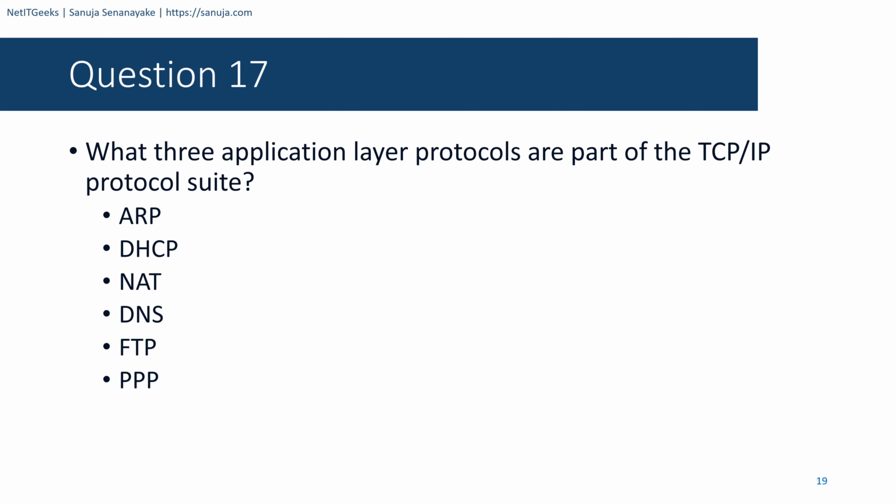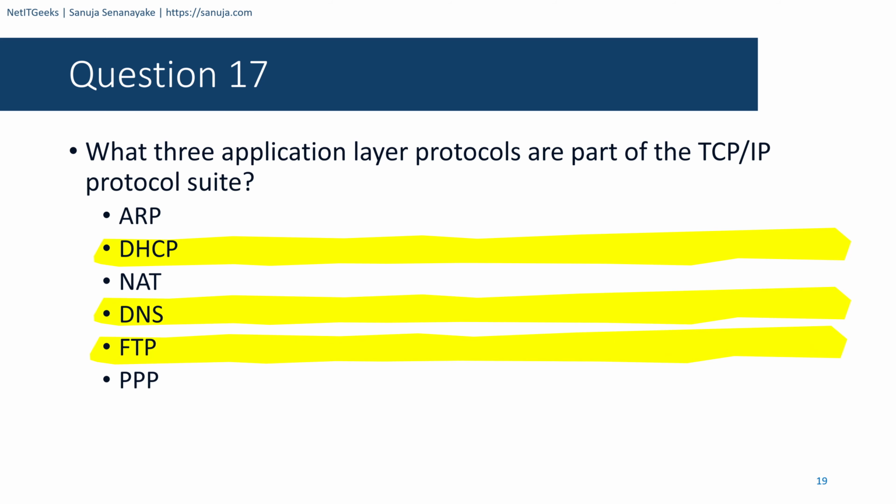So we have ARP, DHCP, NAT, DNS, FTP, PPP. Again, this is one of those places where Cisco doesn't tell you that DHCP stands for Dynamic Host Configuration Protocol. You need to know NAT stands for Network Address Translation, DNS stands for Domain Name Server or Service, FTP, and so on. So you need to know what all of these mean, because Cisco doesn't actually explain them. So we need to pick 3 of these, right? That includes DHCP, DNS, and FTP. ARP, NAT, and PPP are not part of the TCP/IP protocol suite.